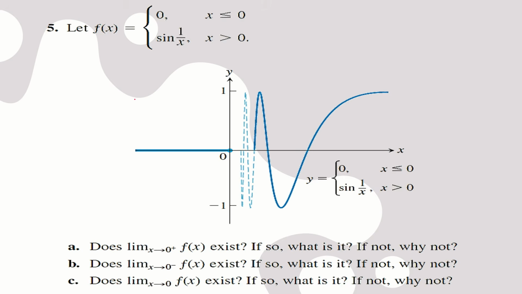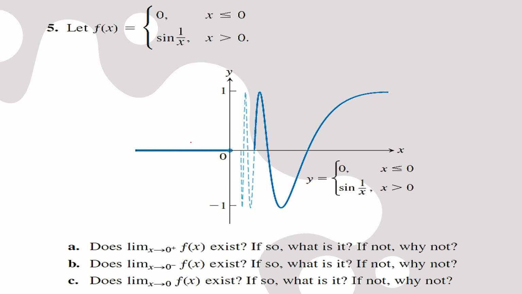Right, so this is another function given, and in this case it says that f of x is 0 when x is less than or equal to 0, and it is sin 1 over x when x is greater than 0. So does the limit x goes to 0 f of x exist from the right side? From the right side you see that we have an oscillating function, and I explained in the last video that whenever we have an oscillating function, the limit doesn't exist. So the right hand limit at this point doesn't exist.